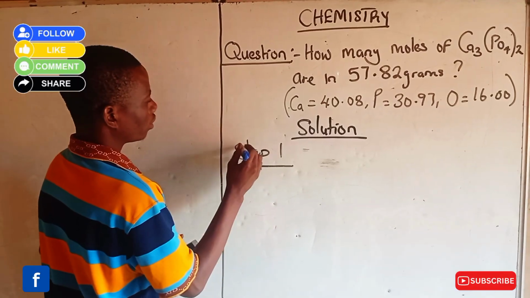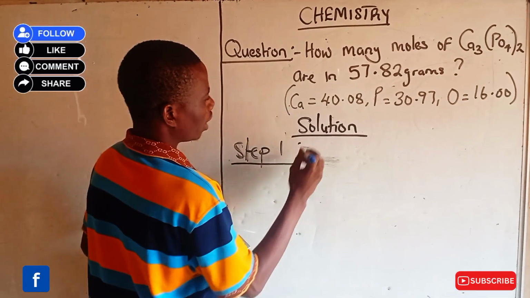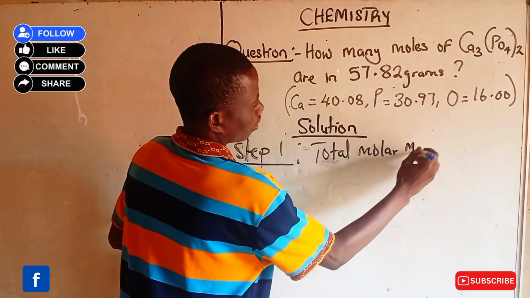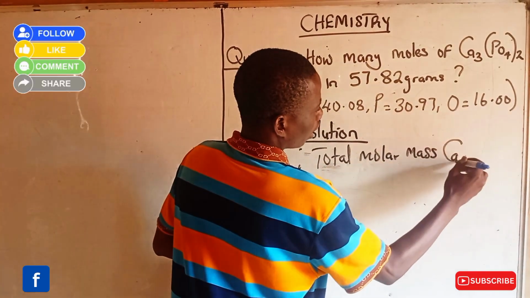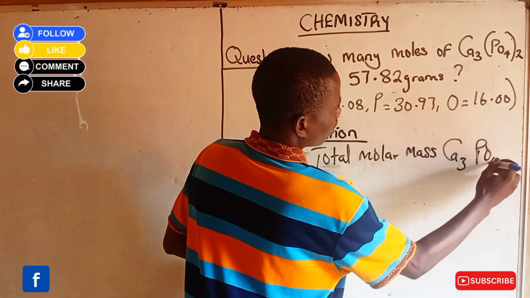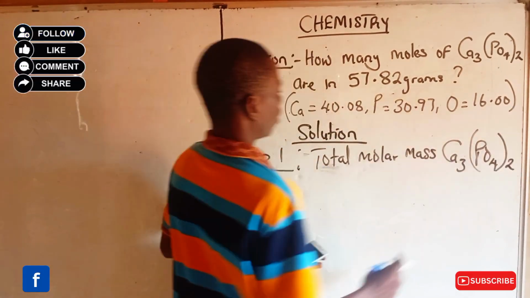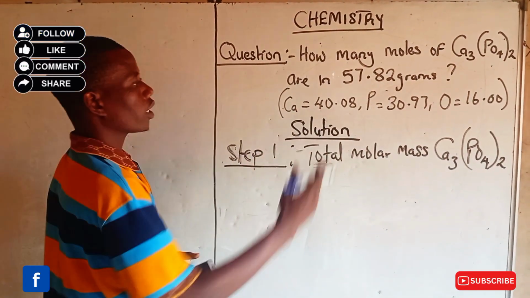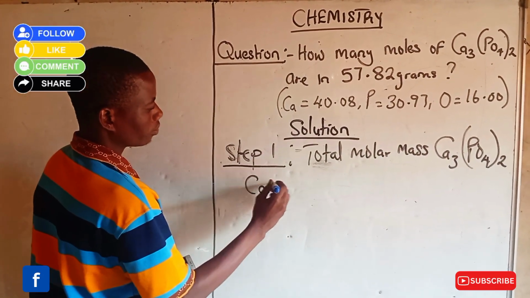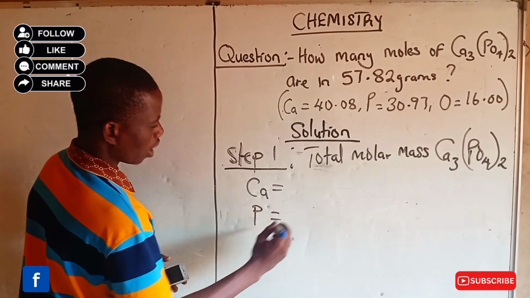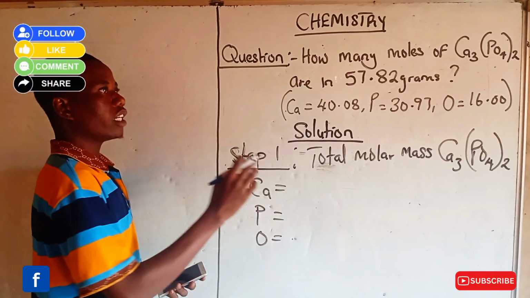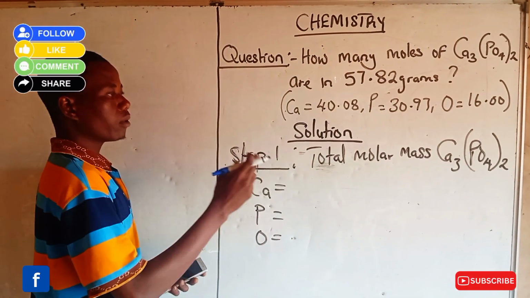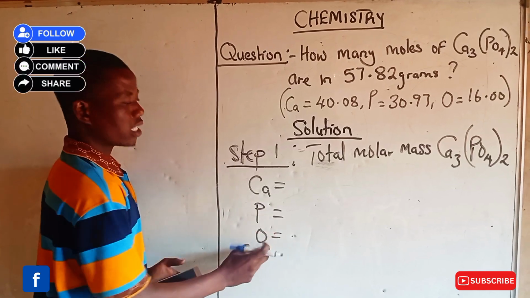Step 1 is for you to calculate the total molar mass of calcium phosphate. This is the first step. We are going to calculate the total molar mass of calcium phosphate. And you know, in calcium phosphate we have the calcium, we have the phosphorus, and we have the oxygen. We are going to calculate the total molar mass of calcium in calcium phosphate. We calculate the total molar mass of phosphorus, and the same thing with oxygen.